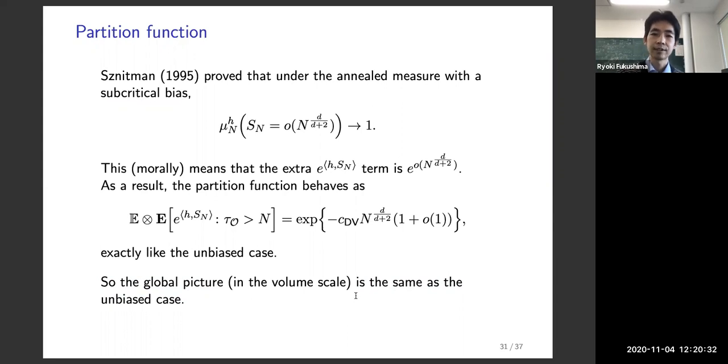Or more precisely, in the sense that random walks should spend almost all the time in a ball of radius n to the 1 over d plus 2. I mean, there is a ball which is almost free of obstacles, and random walks spend almost all the time there. This global picture is the same. And everything happens in the smaller scale. So this we can read from this partition function result.